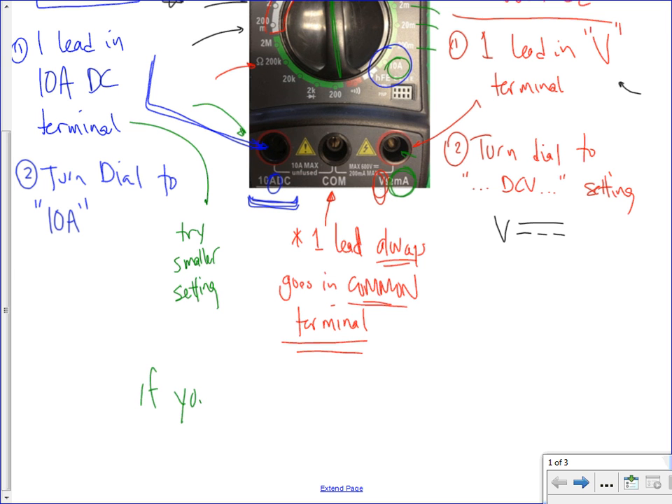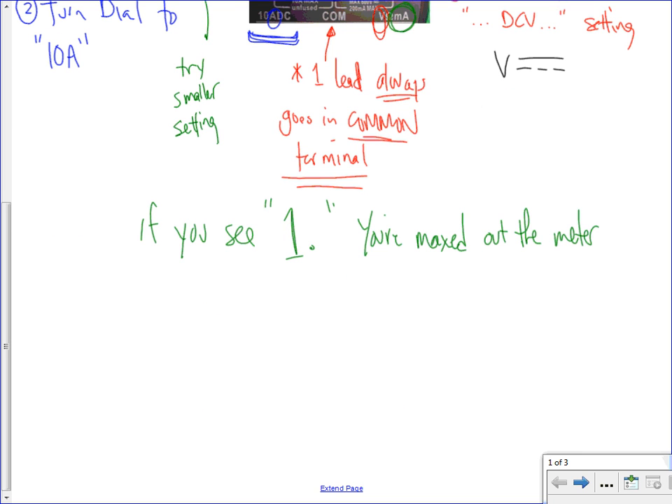If you see on your display one dot, you've maxed out the meter. What I mean by that is, let's say we had a scale for weight that could reach a maximum of 2 pounds, but you put a 4-pound block on there. The needle goes all the way to the right. It can't actually read that weight because it's too much for the setting we're on.